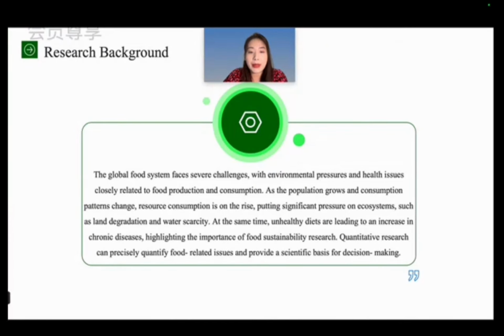Let's begin with the research background. The global food system is facing huge changes because of how we produce food and sustainability. Problems like land getting worse, less water, and climate change are getting more serious. At the same time, people are eating more processed and unhealthy foods. This is causing more diet-related diseases such as obesity, overweight, diabetes, and heart disease. So we really need to do research on food sustainability.